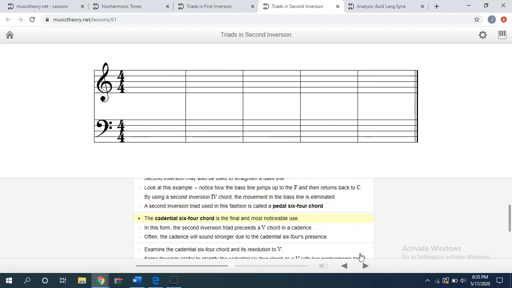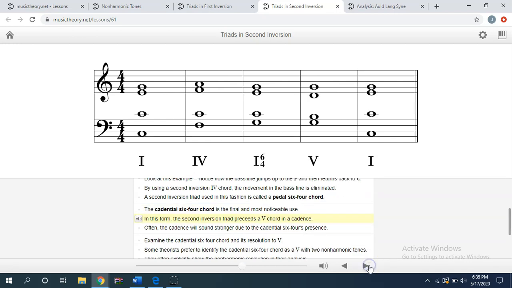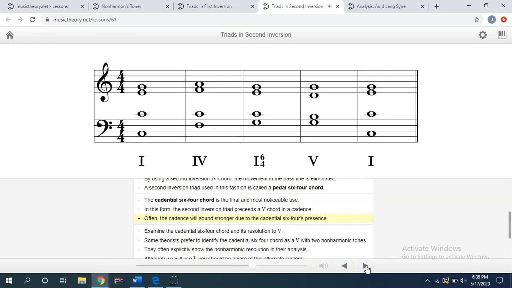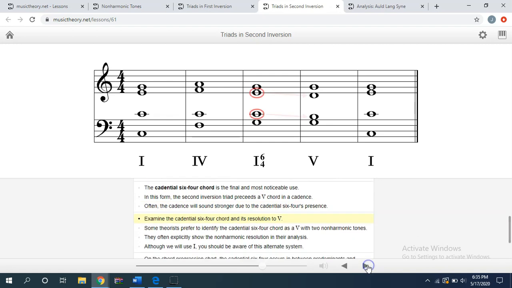Now this is a fancier one, but it's the cadential 6/4 chord, the final and most noticeable use. In this form, the second inversion triad precedes a 5 chord in a cadence. So look at the example. We've got 1, 4, 1 in second inversion, 5, 1. This is what we talked about last week. These are authentic cadences. Let's give a listen to this. Often the cadence will sound stronger due to the cadential 6/4 presence. You can hear it going towards its final sound.